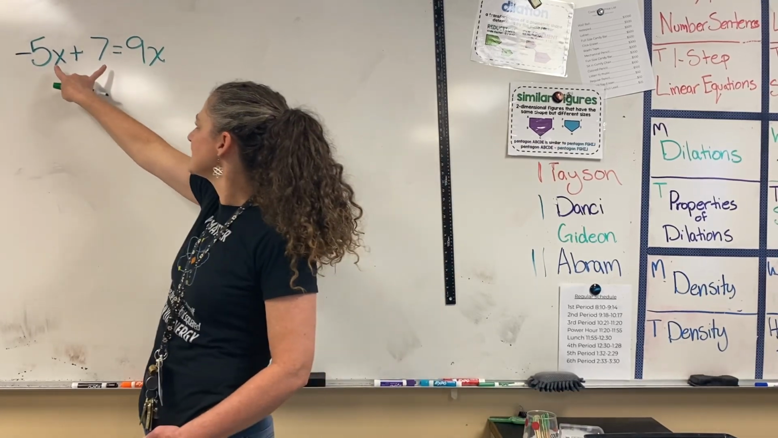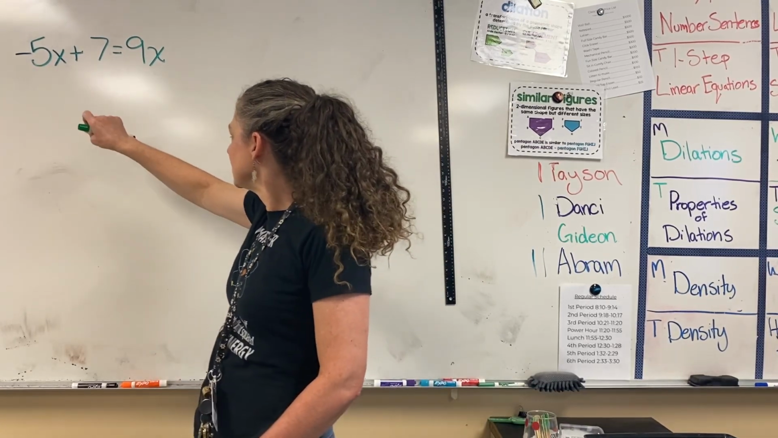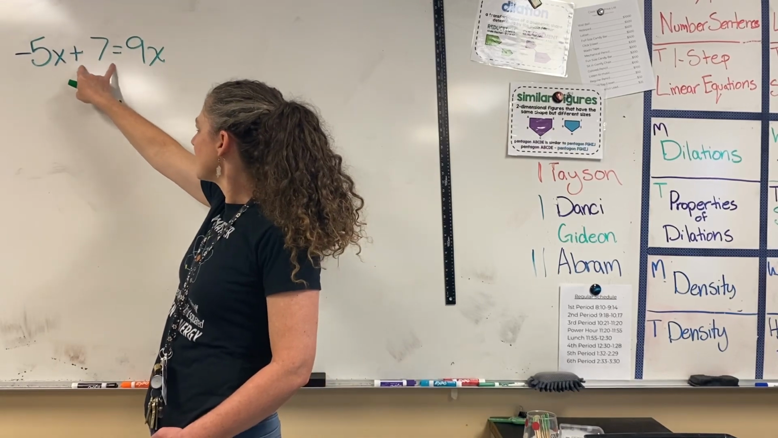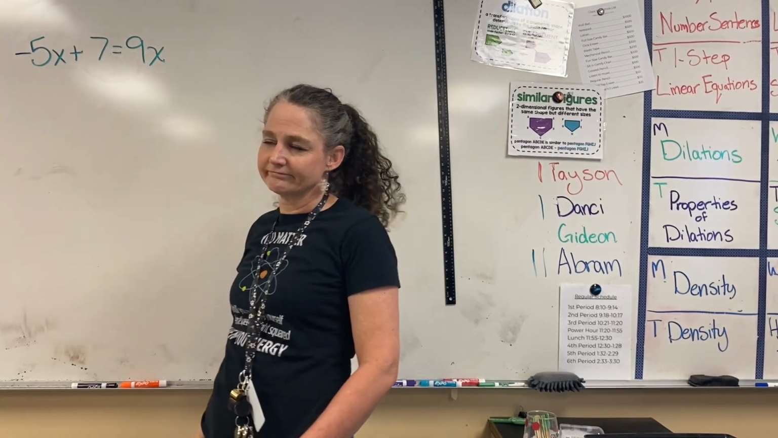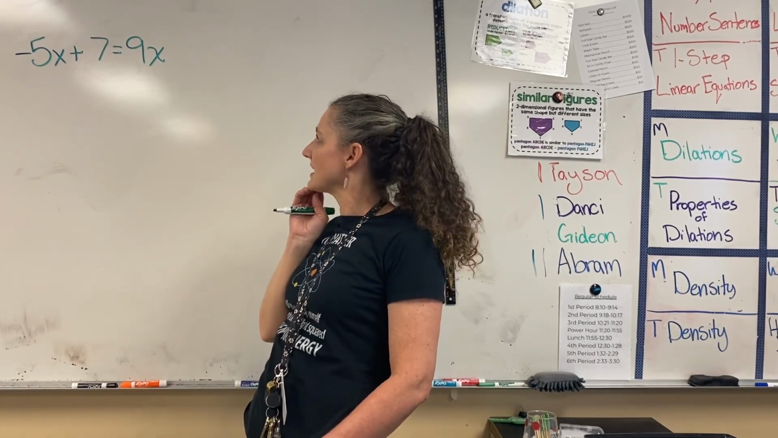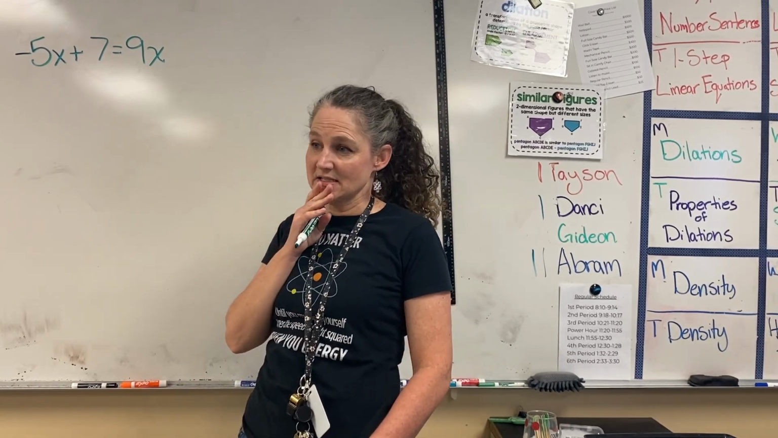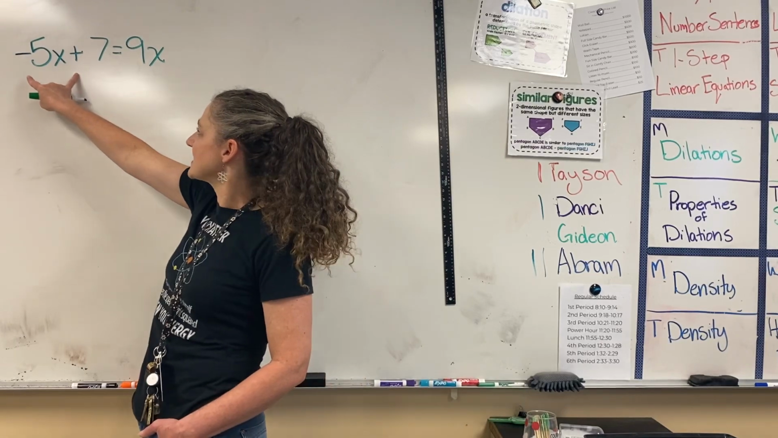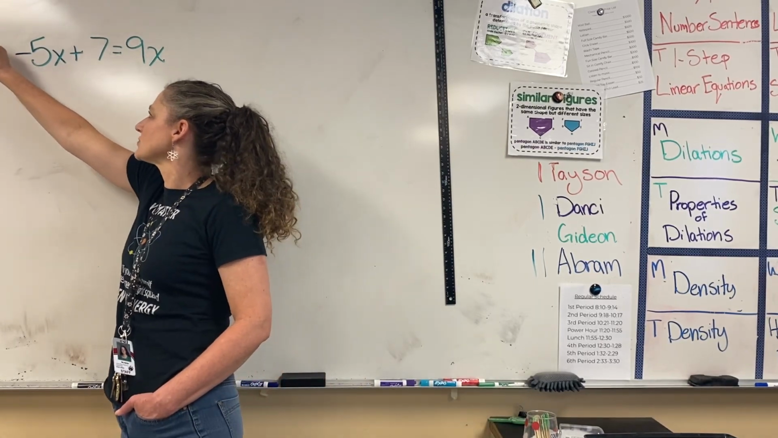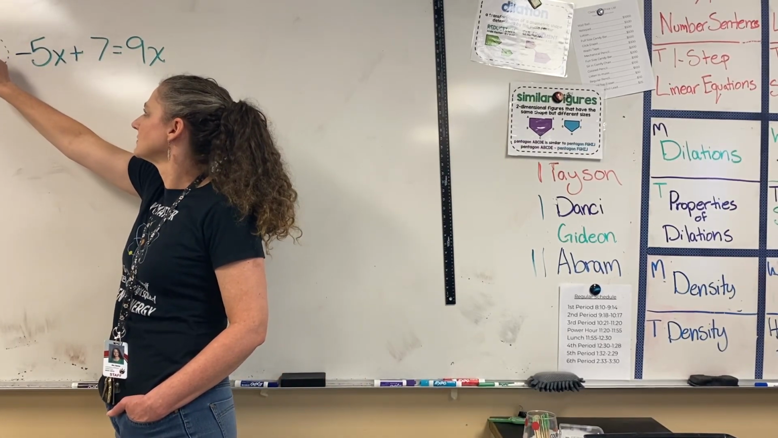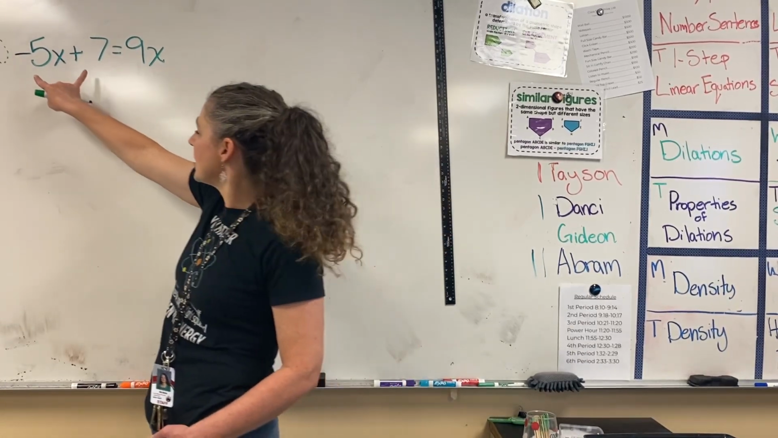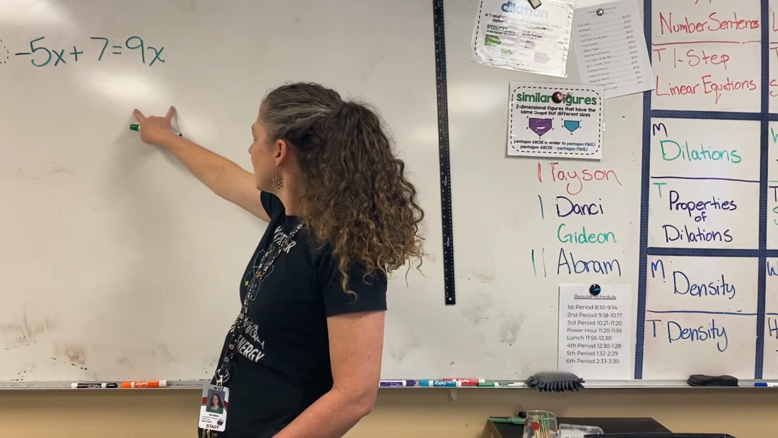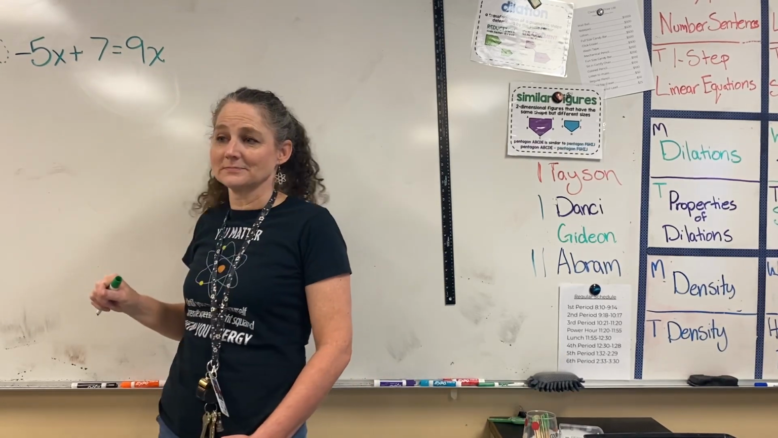Okay, so we're looking at this. We have two things that are added. But if I subtract off this 7, is that going to do me any good? Not going to do me any good. Can I combine the 7 and the 9x? No. But this 5x is being subtracted from an invisible 0. Can I move it over here by adding?